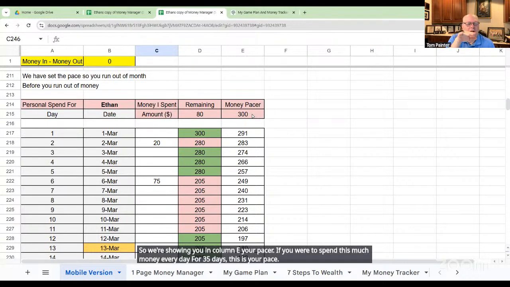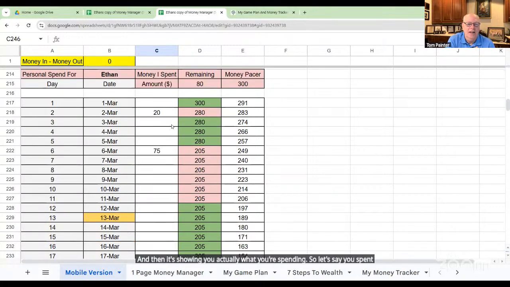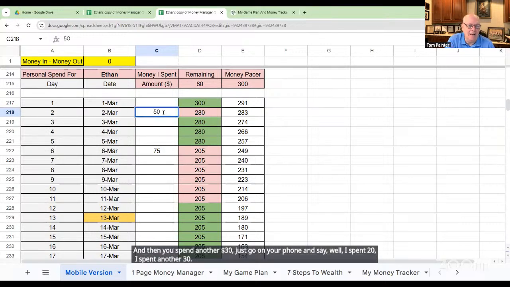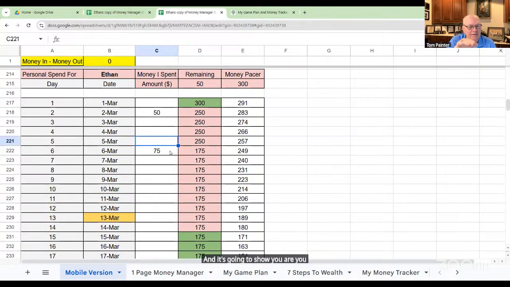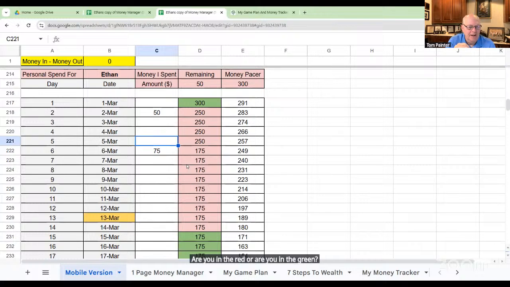And then it's showing you actually what you're spending. So let's say you spent that $20 and then you spend another $30. Just go on your phone and say, well, I spent 20, I spent another 30. So now I've spent 50 for the day. And it's going to show you, are you spending your money faster than the month or slower than the month? Are you in the red or are you in the green? And so this will pace you.